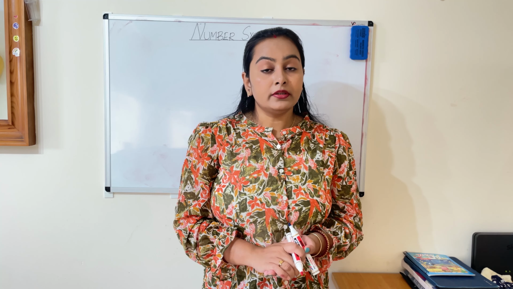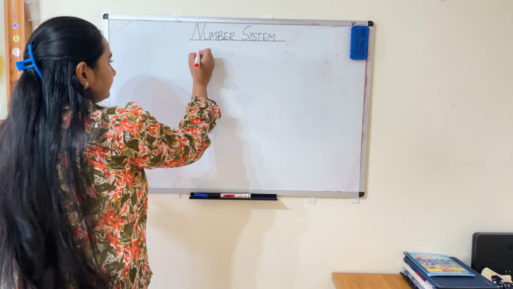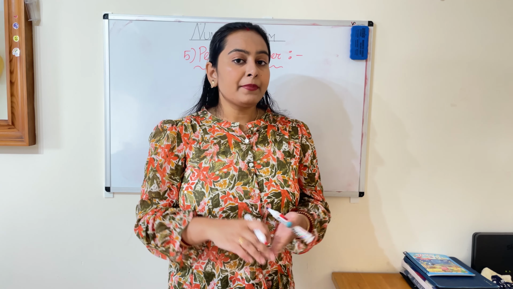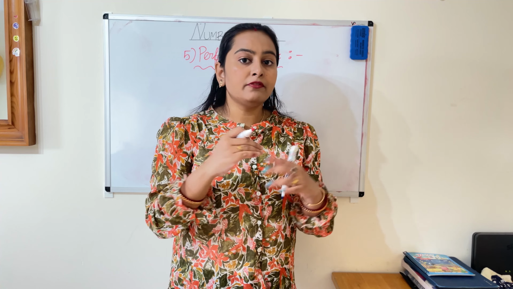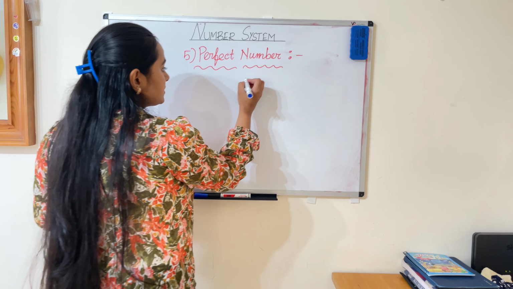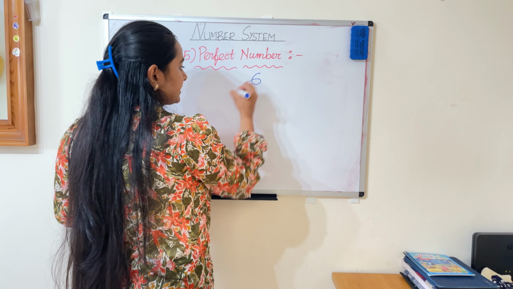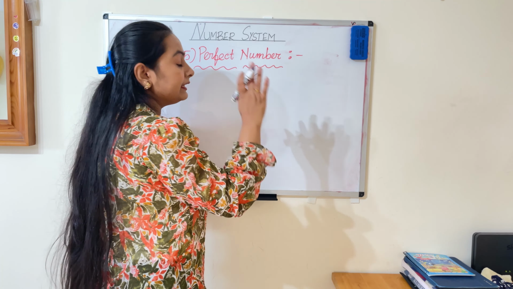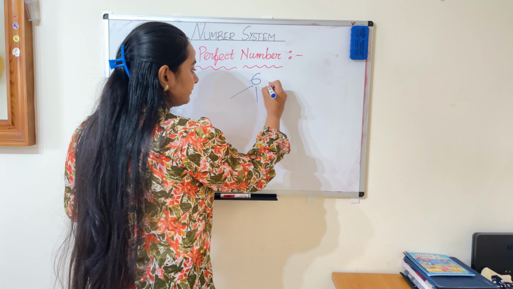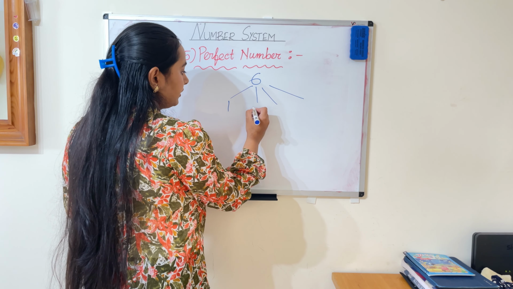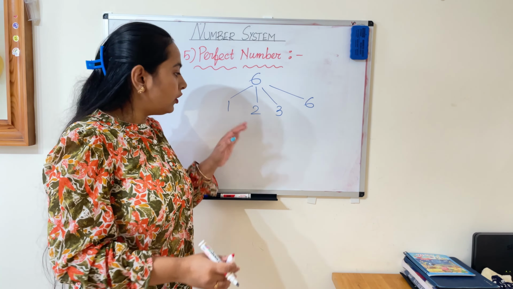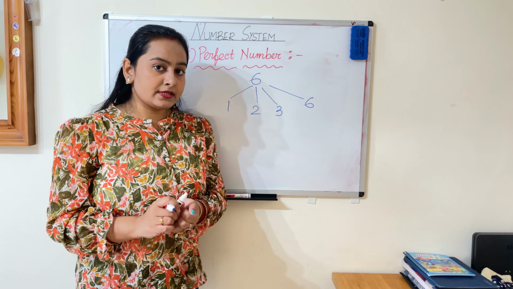Now we'll talk about the perfect number. What is a perfect number? First I am giving you one example that will make it easy for you to understand the perfect number concept, right? So suppose I am taking the number 6. Okay. So first let's find the factors of 6. What are the factors of 6? 1, 2, 3 and 6, right? So all of these are factors of 6.